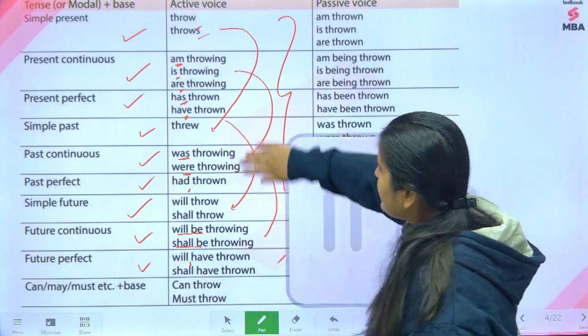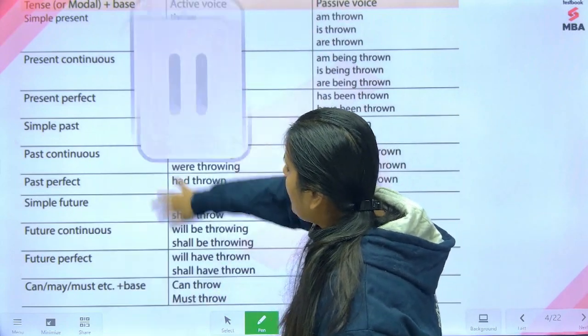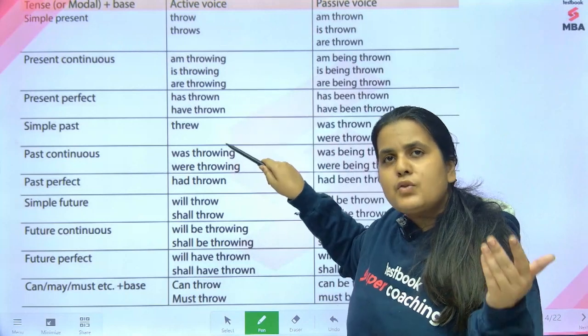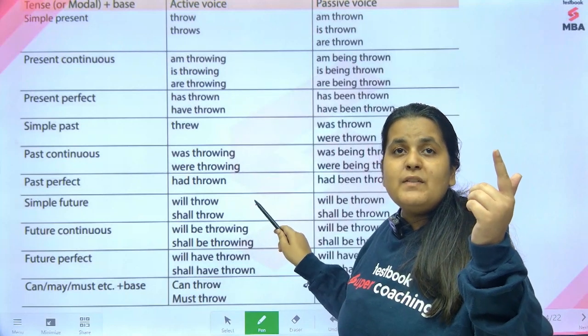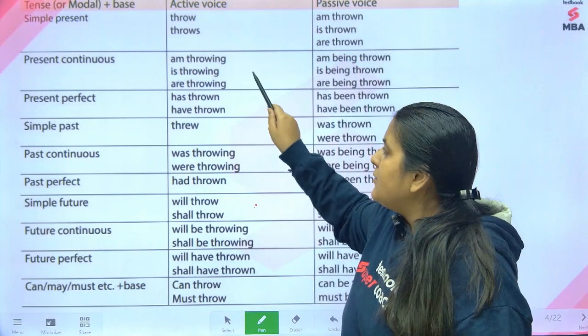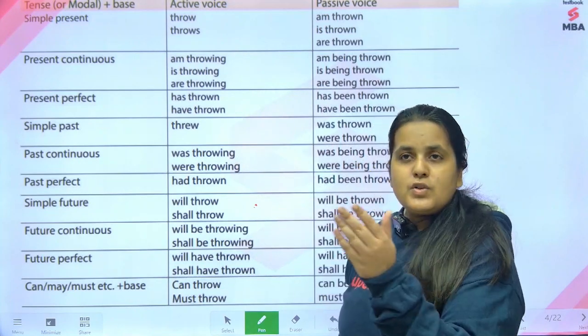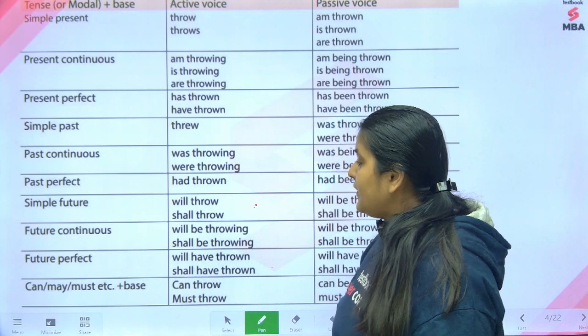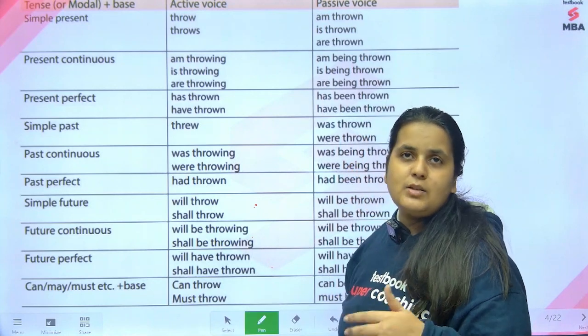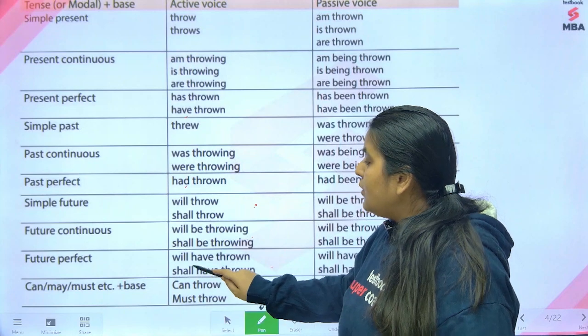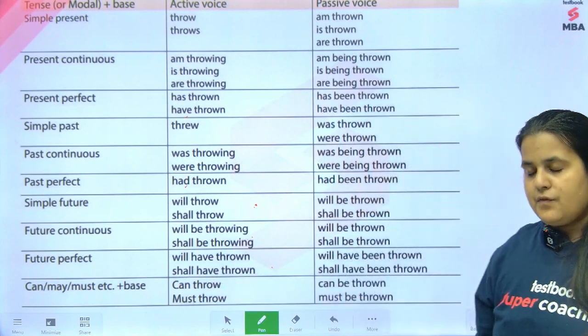Okay, so these are basically the tenses written in their forms. Simple present throw or throws, simple past threw, simple future will throw or shall throw. Present continuous am throwing, is throwing, are throwing. Past continuous was throwing, were throwing. And future will become will be throwing or shall be throwing. Similarly, has thrown, have thrown becomes had thrown or will have thrown. These are written in their forms.